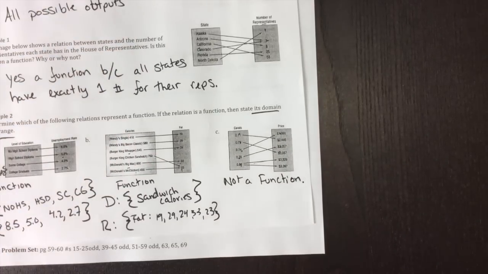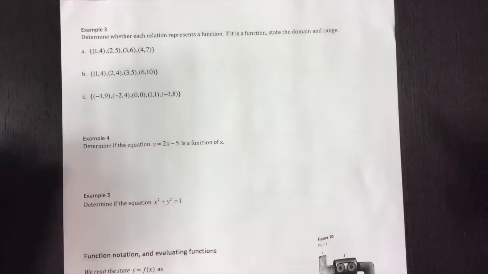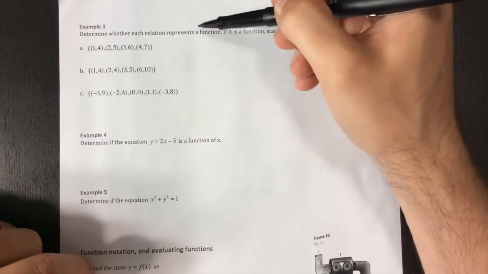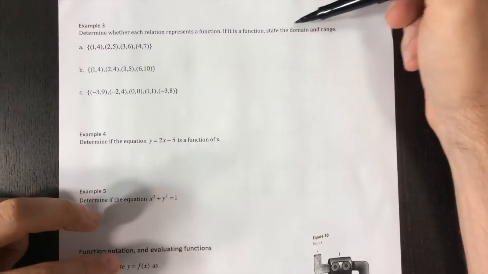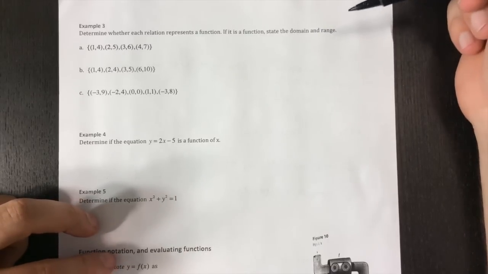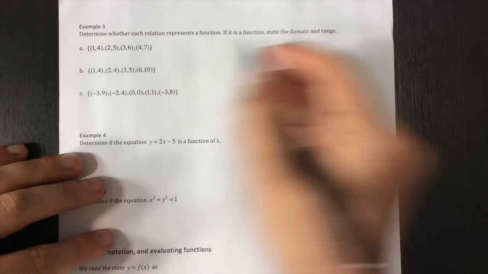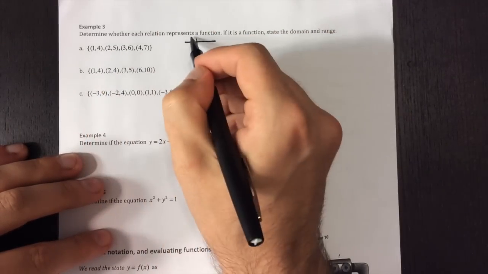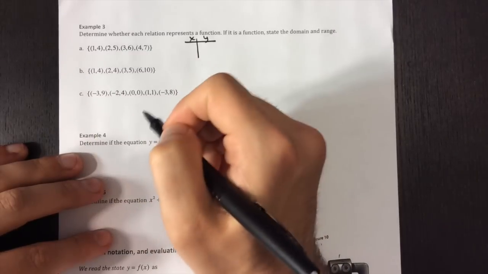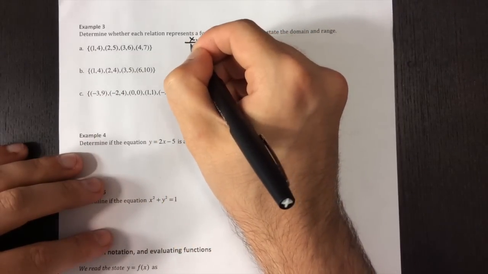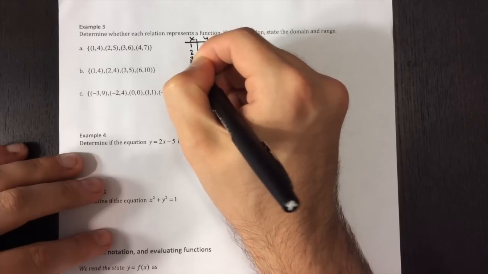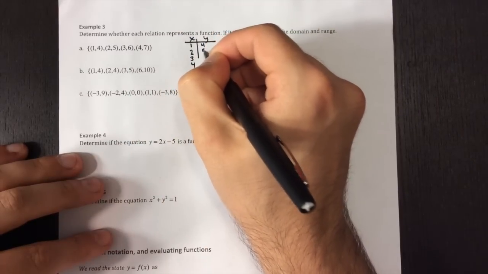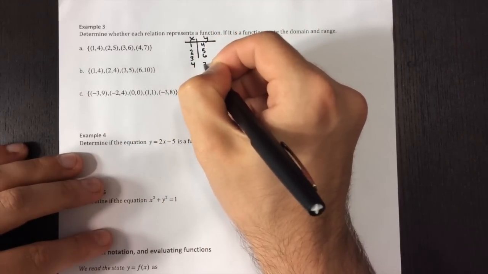So let's flip it over and see what else we have. So the next page, looking at example 3, it says determine whether each relation represents a function. If it is a function, state the domain and the range. So again, if we wanted to do each one of these problems, we're looking for x and y. For every x, there's one y value. So the x's, we have 1, 2, 3, and 4. And the y values, we have 4, 5, 6, and 7.